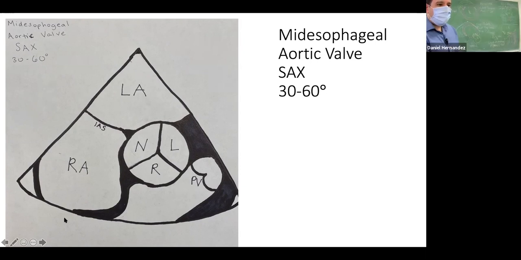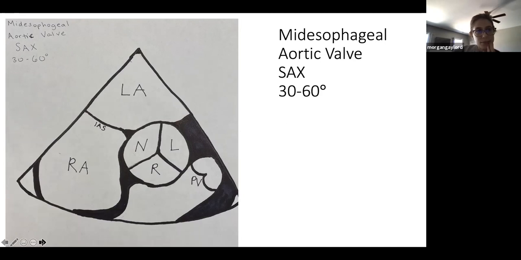Yeah, and I like to use the intraatrial septum as my landmark for non-coronary cusp too. That's a good one, I like that. If you're able to see the intraatrial septum, that's going to be along your non-coronary cusp. And then right, and left.